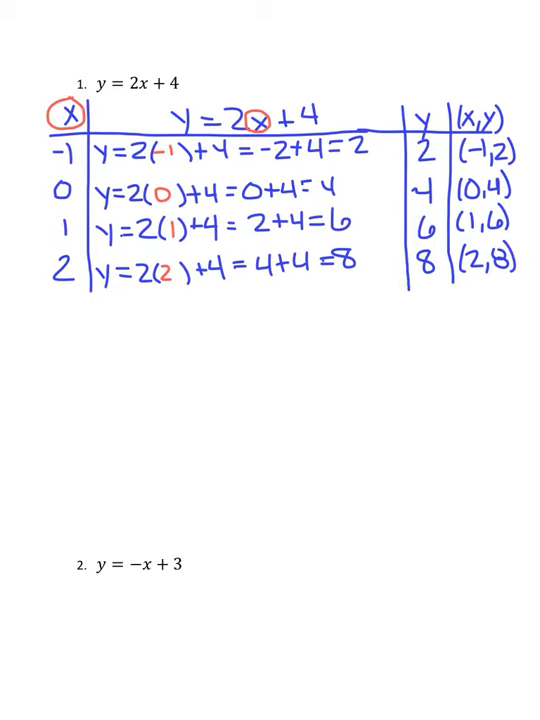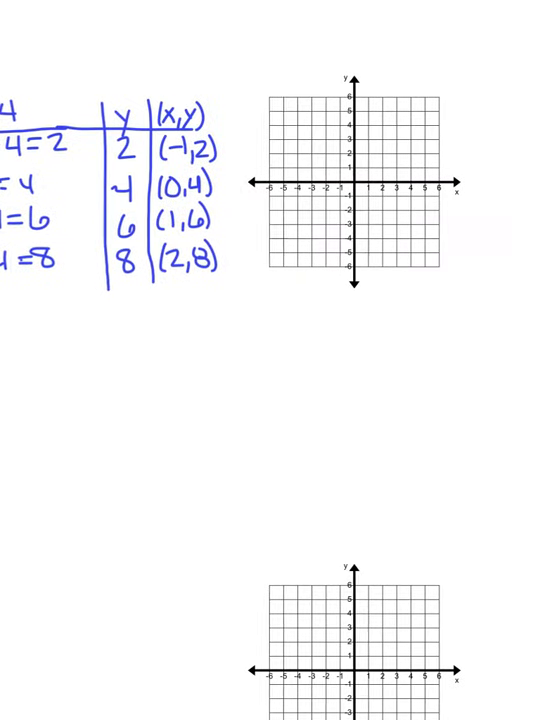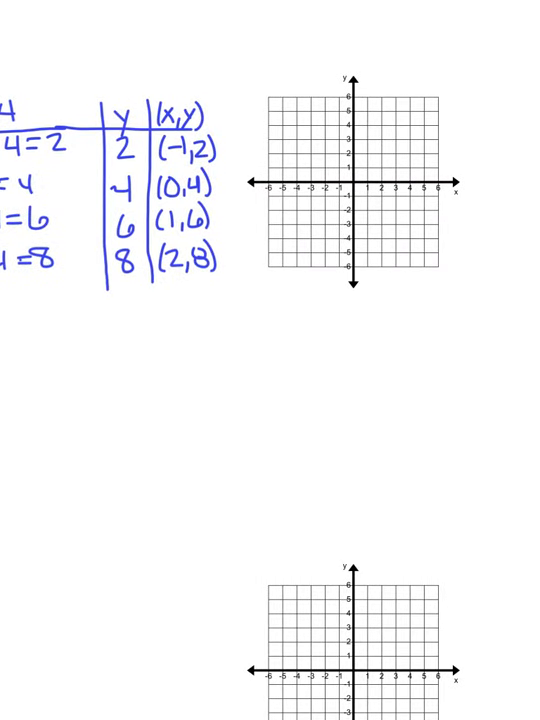All right, so once you have your 4 values of x input, and then you get your 4 values of y output, and you have your ordered pairs, then we're going to come on over, and we're going to plot these points on my graph. So I'm going to go over -1 up 2, so here's my first point. I'm going to go over 0 up 4, here's my second point. I'm going to go over 1 up 6, here's my third point.